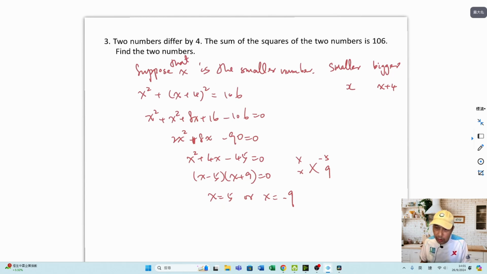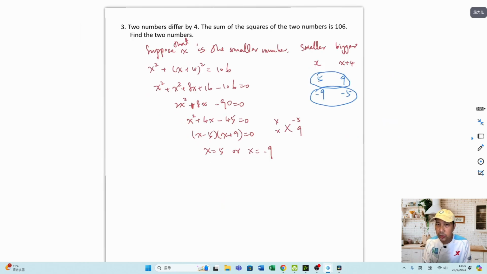Okay, so now we consider if x is the smaller number, 5, the bigger number should be 5 plus 4, which is 9. So the sum of square is 25 plus 81, so the sum of them is 106. If the smallest number is negative 9, then the bigger number is negative 9 plus 4, so negative 5. Square of negative 9 and negative 5 is also equal to 106. So these two sets of numbers can be answers to this question.